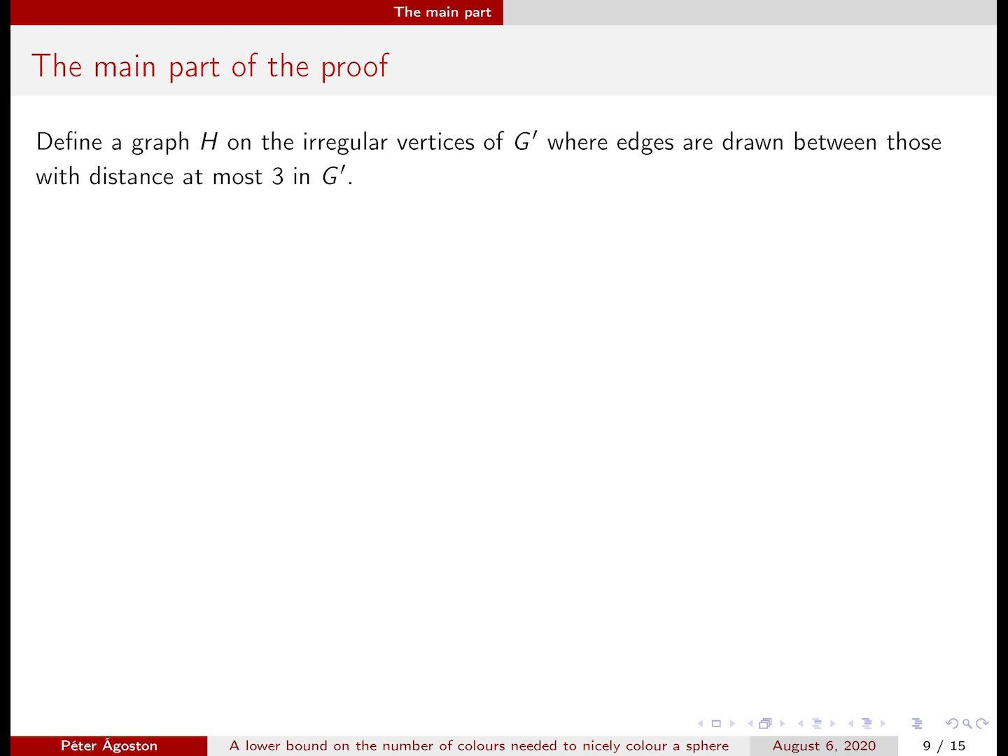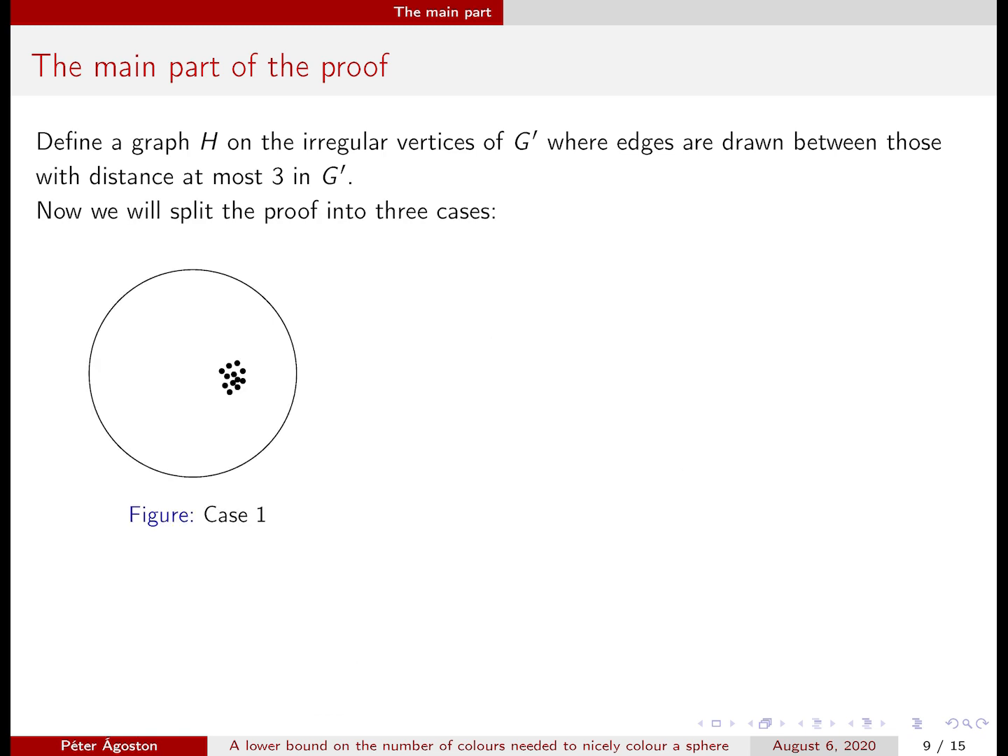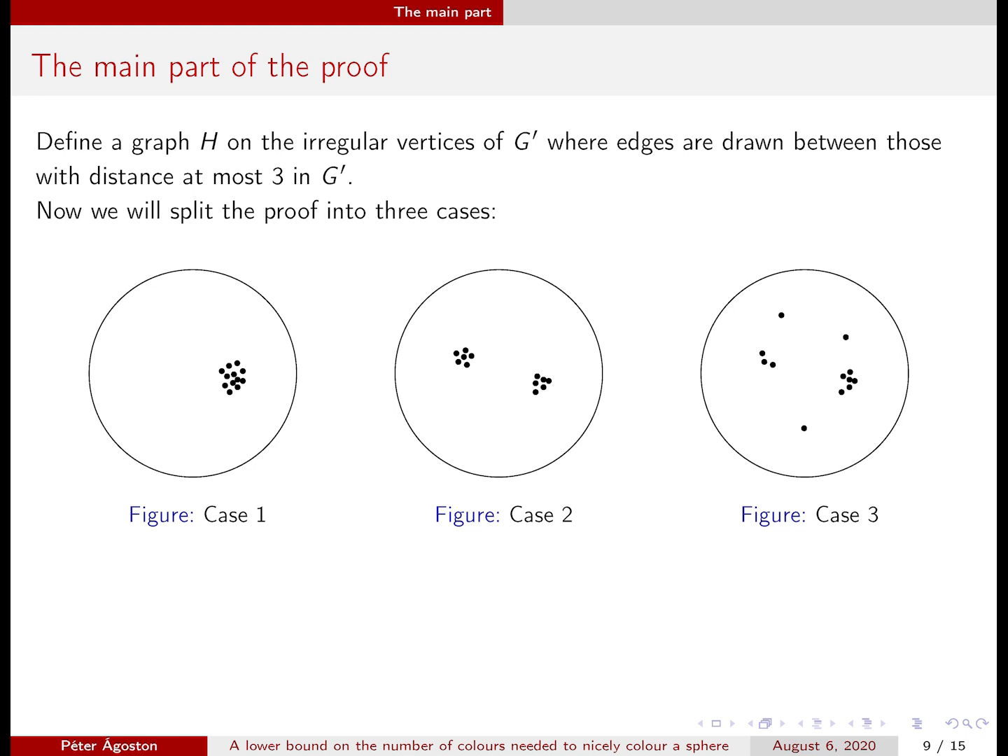Take a graph H on the irregular vertices, drawing an edge between those having a distance of at most 3 in G'. Now I will define 3 cases. Case 1, when H is connected, so essentially the irregular vertices are all close to each other. Case 2, when H has exactly 2 components, both consisting of 6 irregular vertices counted with multiplicity. Case 3, when none of the previous 2 cases hold.